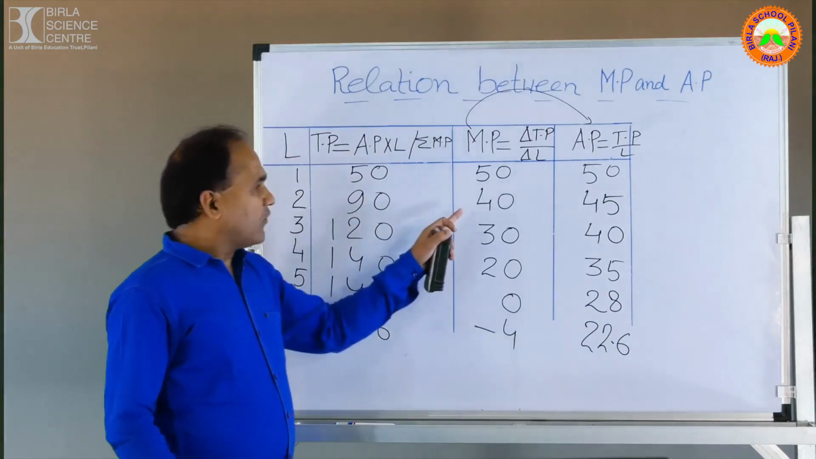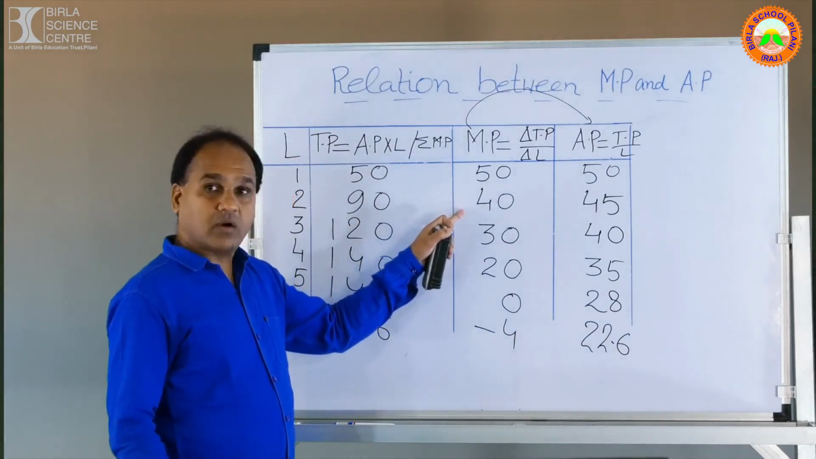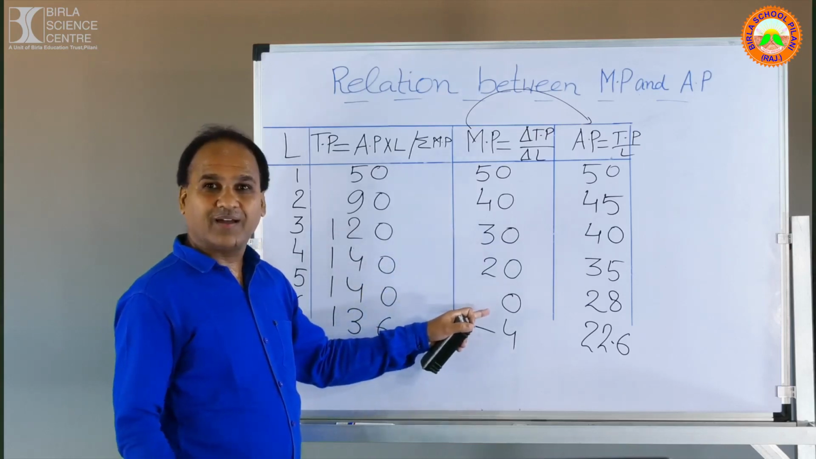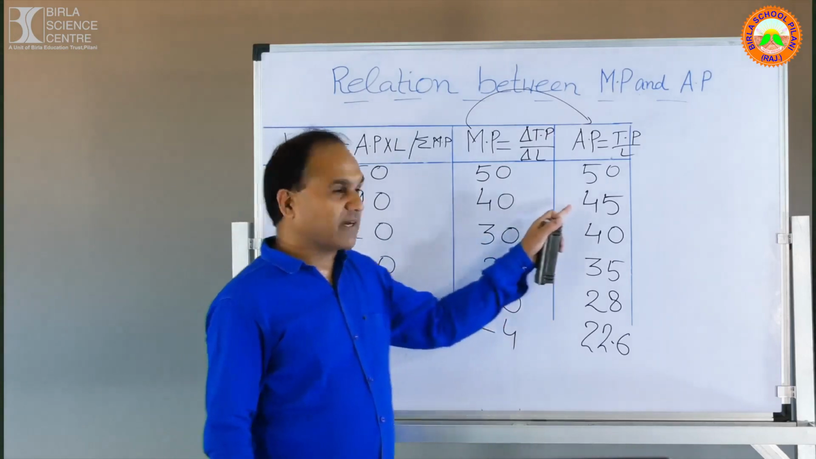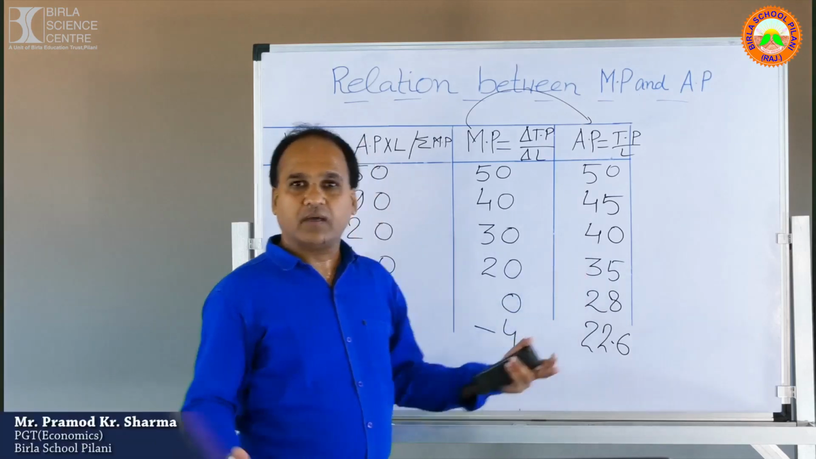Second, just see 40. After 50, what is happening to the MP? MP is falling. 40, 30, 20. Oh my, 0 has also come. Wow. 40, 30, 20. MP is falling here. Just see. Impact on what? AP. 45, 40, 35, 28. Wow.